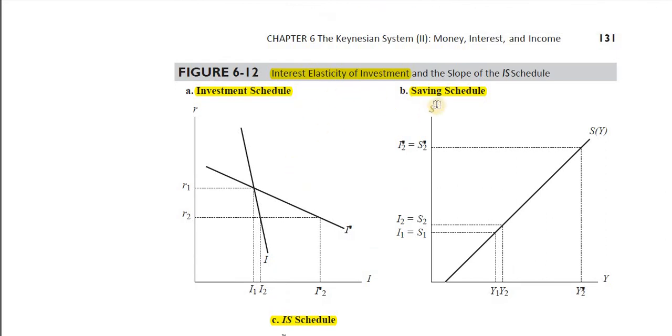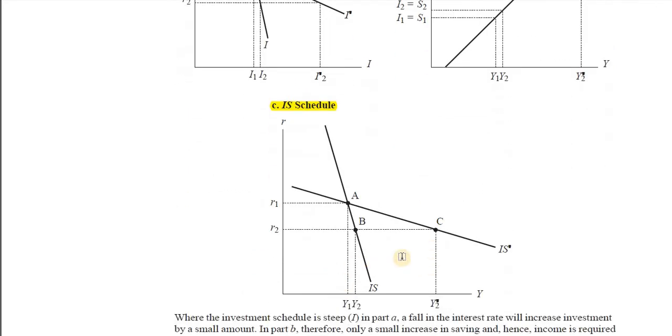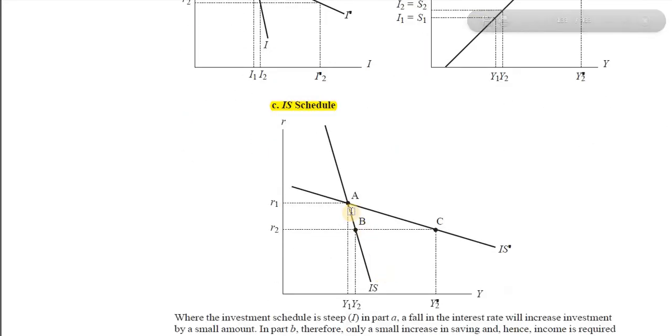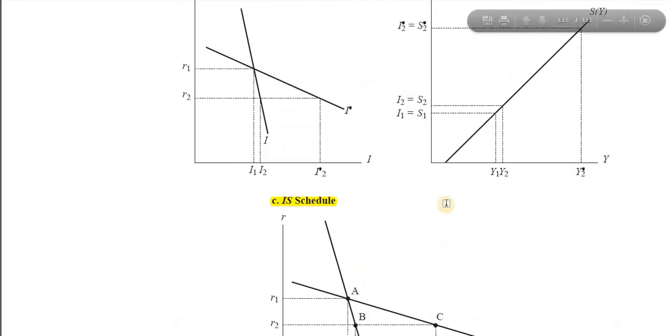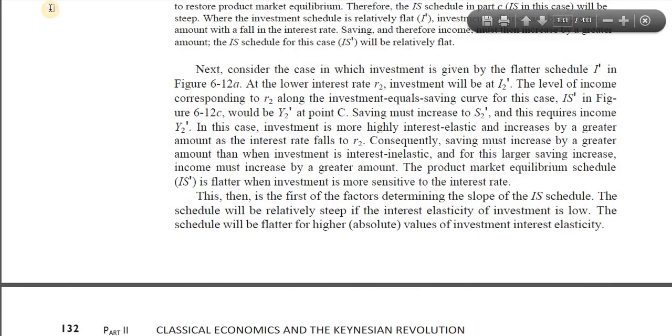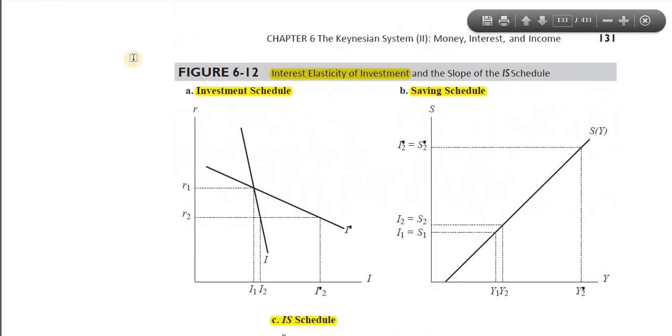So what determines the slope of the IS schedule? It is determined by the interest elasticity of investment. Higher the interest elasticity of investment demand, flatter would be the IS curve. Lower the interest elasticity of investment demand, steeper would be the IS curve. And why? We have seen why. Alright. Now there is one more factor here, which is marginal propensity to save, or simply the saving function.